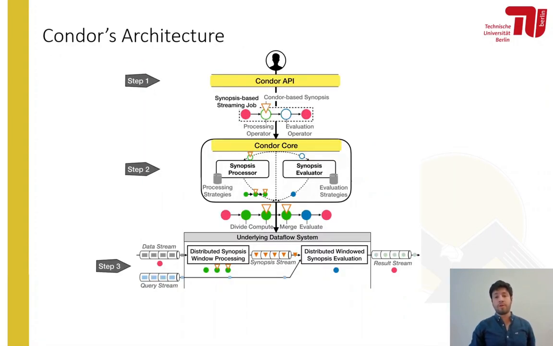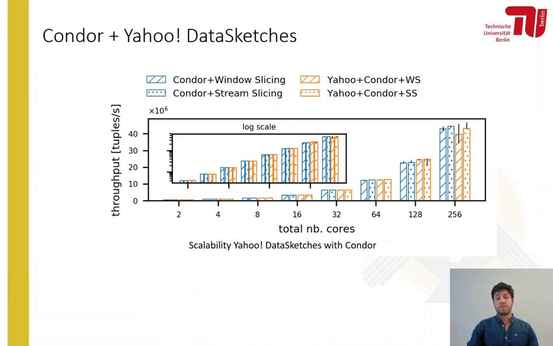An essential feature of Condor is that it allows users to implement their own synopsis via a simple API. This way, the users can focus on the application logic instead of intricate internal details. We tested this feature by adapting Yahoo's HyperLogLog sketch implementation into our API, showing that Condor enables any mergeable synopsis to scale linearly with the parallelism. The results show major improvements in Yahoo's HyperLogLog sketch scalability and performance when using Condor.